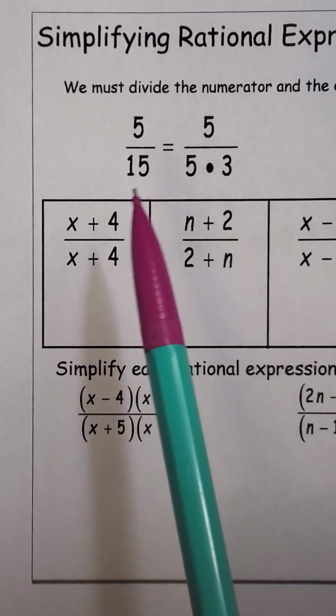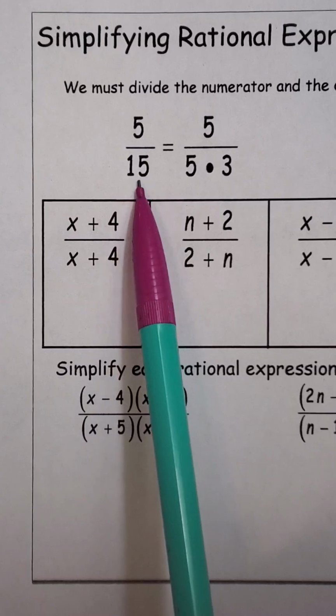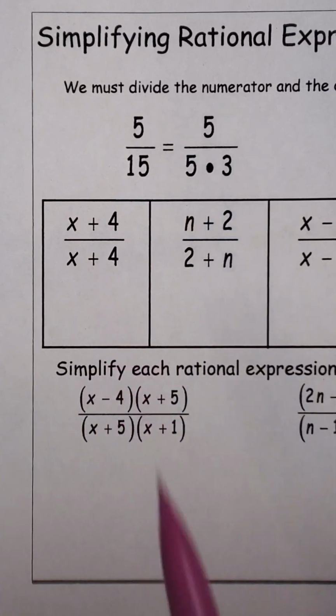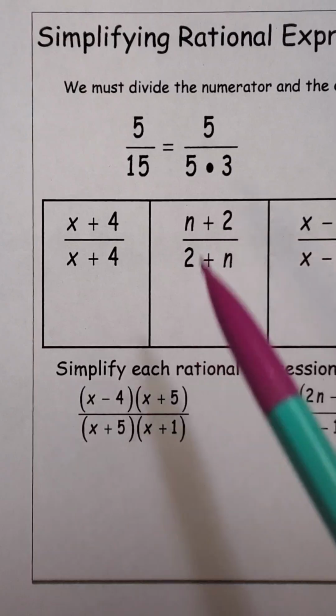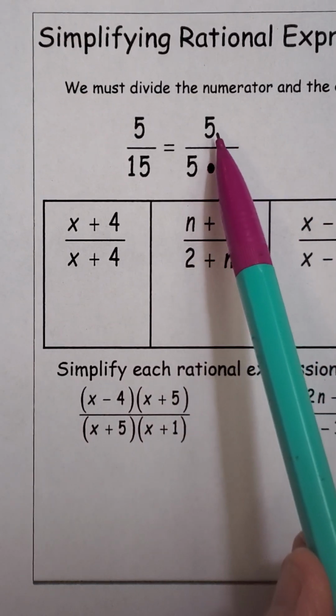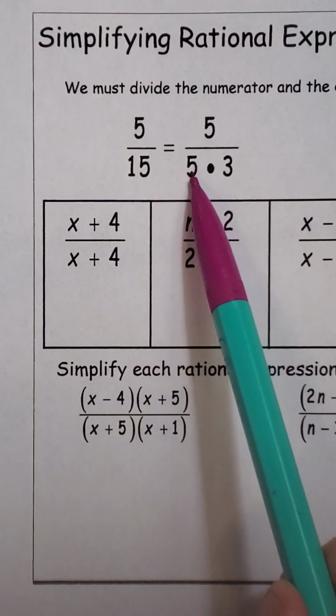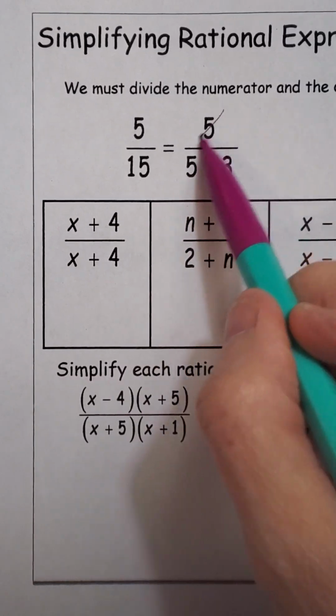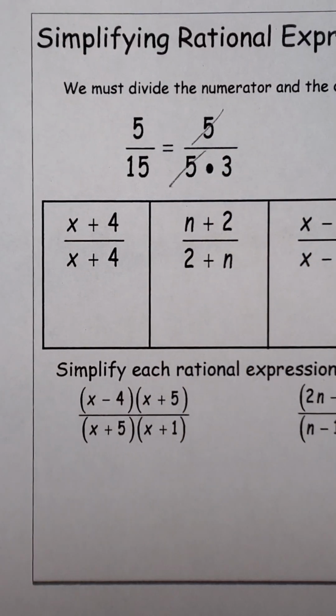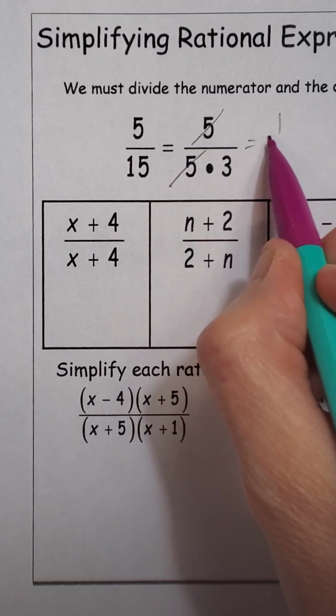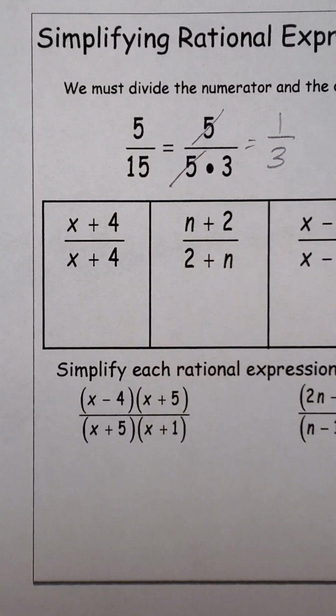So if we look at 5 over 15, if I asked you to simplify that, you would divide it by 5 over 5. But what we can do is break it down. We can factor it, right? 5 is prime, it stays as 5. And then 5 times 3. Well, we know that 5 divided by 5 is 1, and so we're left with 1/3. And I'm showing you that because that's the way that we're going to have to deal with these expressions here.